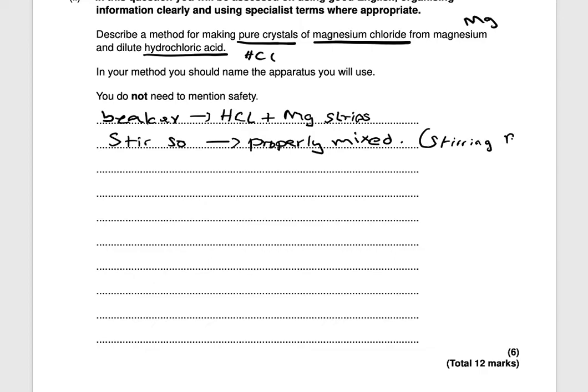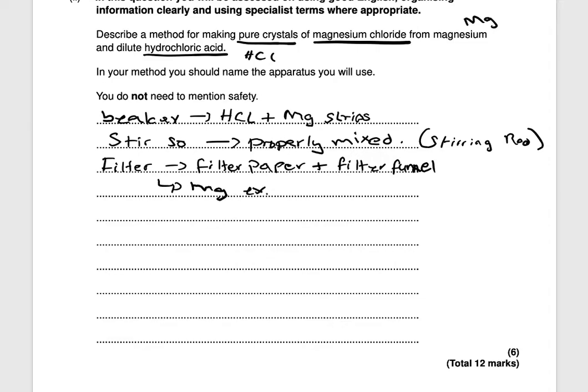Okay, now after you've stirred it, what you're going to do, you're going to filter out the excess magnesium strip. So you're going to filter to remove magnesium. So filter using filter paper and filter funnel. You're going to filter out the magnesium in excess, the excess magnesium.